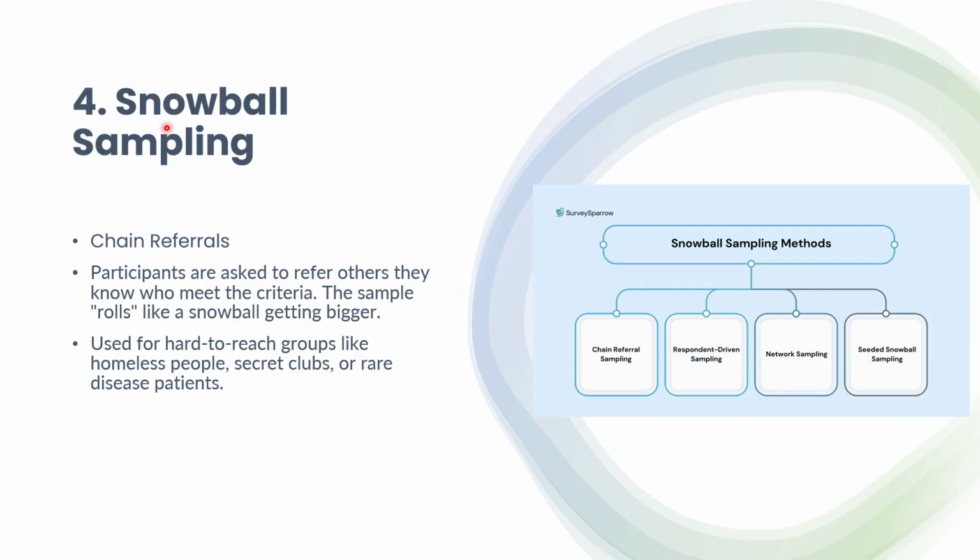Then we have another called snowball sampling. Here, chain referrals are used. I will tell you what exactly chain referrals means. Participants are asked to refer others they know who meet the criteria. Let me say, I don't know many people, maybe in Jain College or in FGC or in any other college, whom I am supposed to pick as samples.